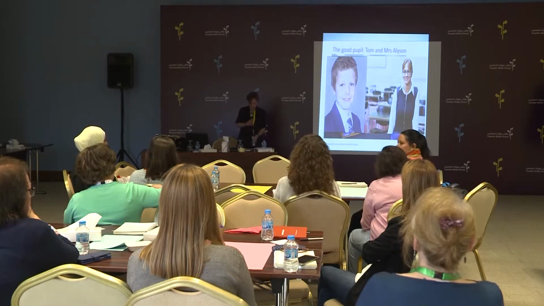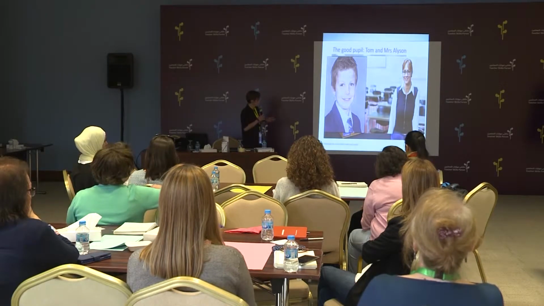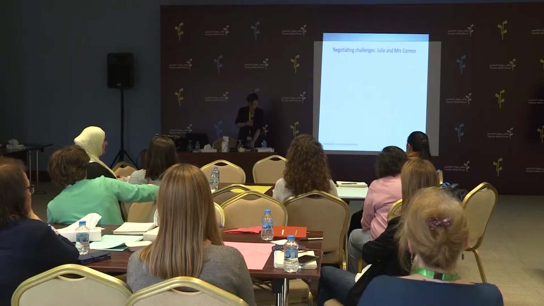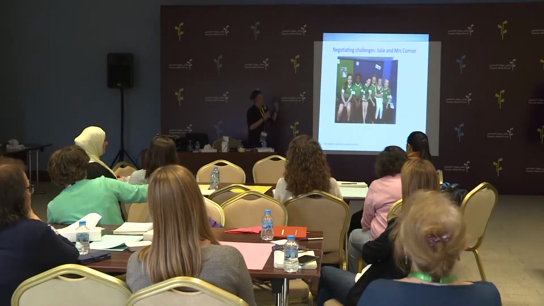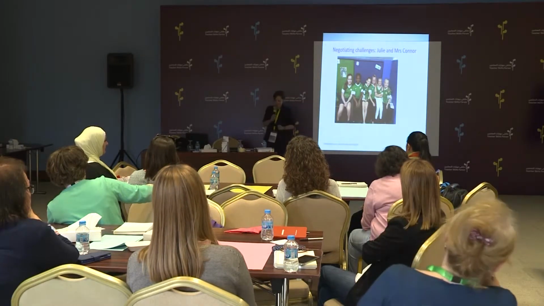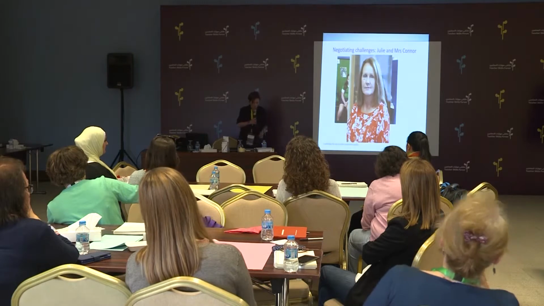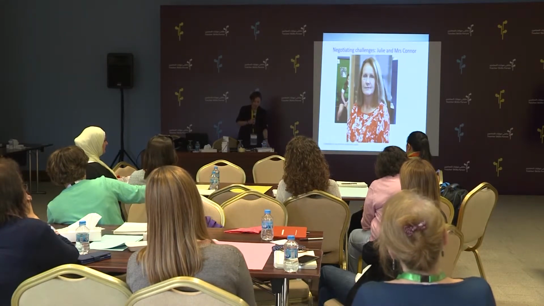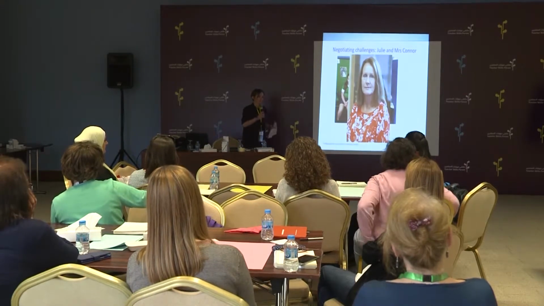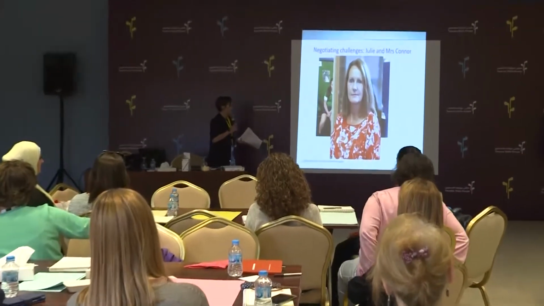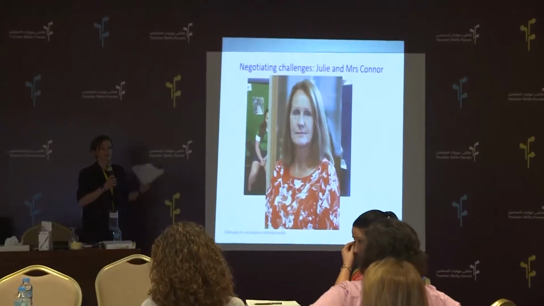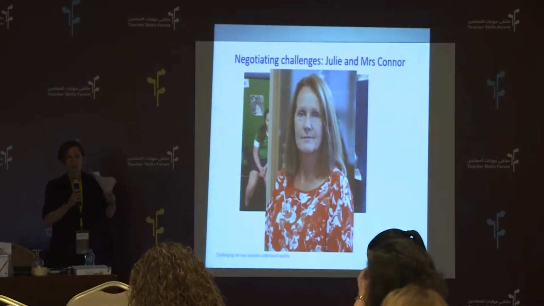Okay, so case study number two. It's a little different. So this is Julie and Mrs. Connor. And Julie, of course, is not her real name. So Julie was 10, and her school was very different from Tom's. Tom's school was a small primary school in a rural village. It had recently been in special measures, but had made a dramatic improvement after partnering with a local secondary school.